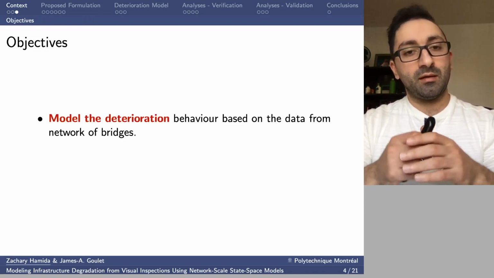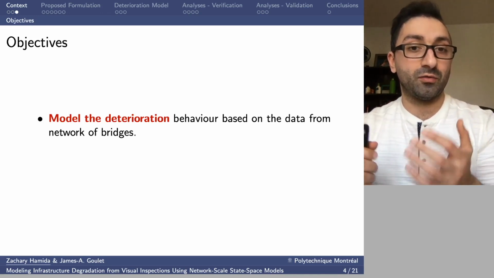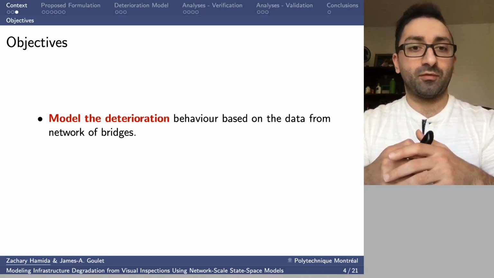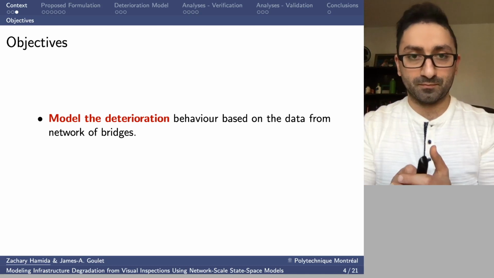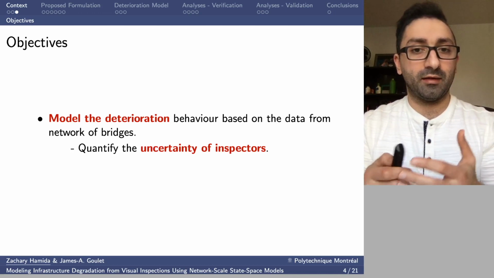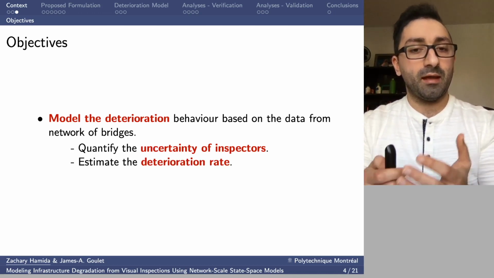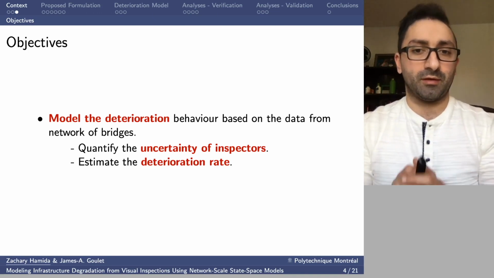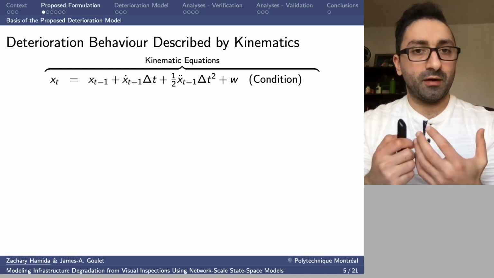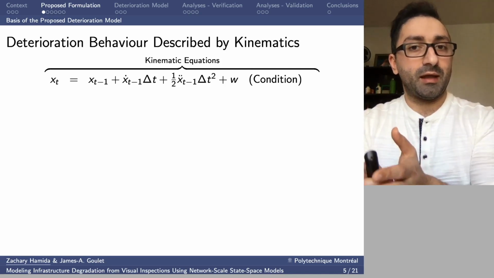So, in general, our objectives in working with visual inspection data is really to model the deterioration behavior based on visual inspections from a network of bridges. Now, within this, we aim to quantify the uncertainty of inspectors performing these visual inspections, and we aim to estimate the deterioration rate.